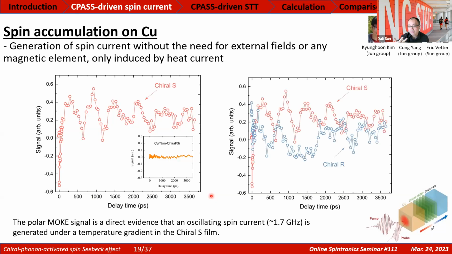And then we switch the chirality from S to R, from left-handed to right-handed. We see an opposite oscillation of spin current generated in the same copper layer and detected by the probe. That cannot happen if we choose racemic perovskite without any chirality, or the ordinary perovskite; it will only give you some similar background. So that indicates the handedness of the perovskite really generates the chiral phonons, and the chiral phonons generate spin current in the copper layer, giving a 2 gigahertz oscillation, which cannot be observed in any other non-chiral perovskite materials. So that's our first observation, and note that there's no magnetic field. There's no magnetic material involved; the spin current is fully caused by the chiral structure.